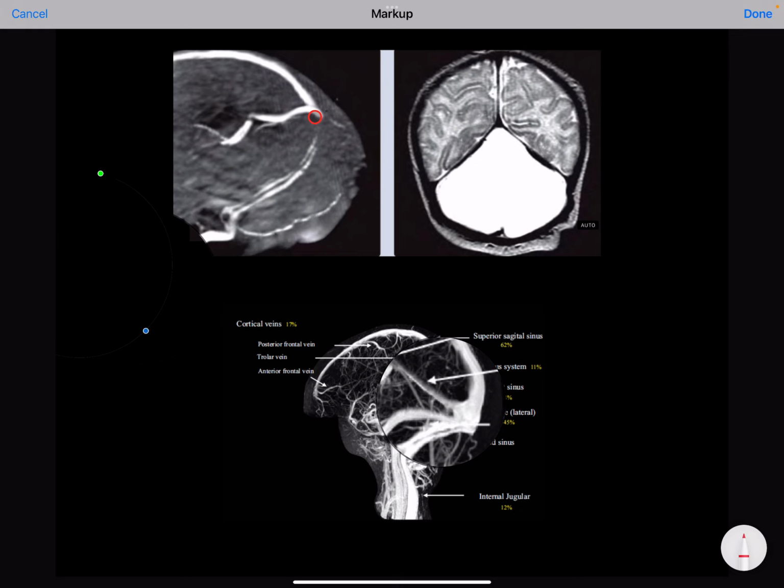that torcular herophili is going upward. Basically, torcular herophili is a point where all the superior sagittal sinuses, straight sinuses, transverse sinuses unite to a single place. This is the torcular herophili. You can see, this is torcular herophili.